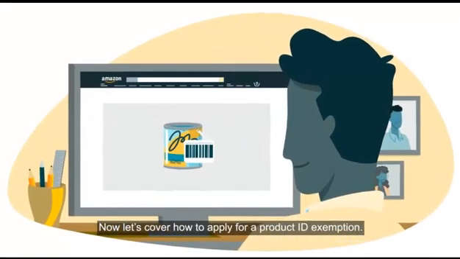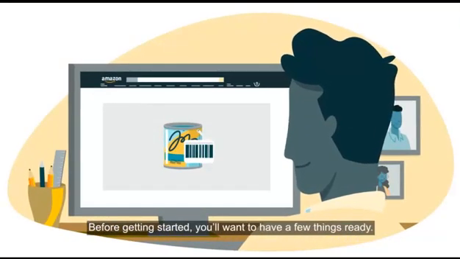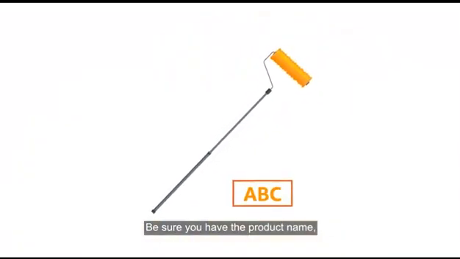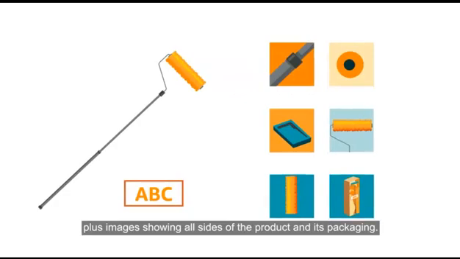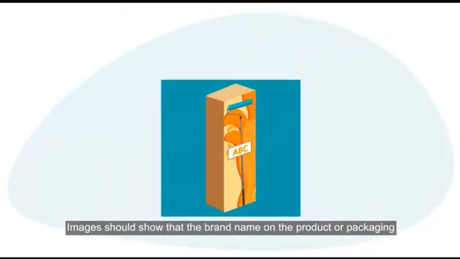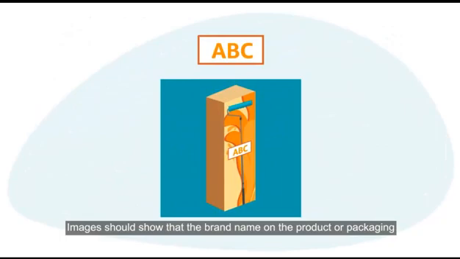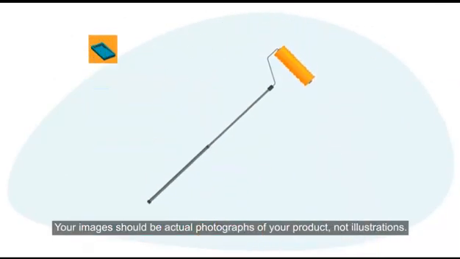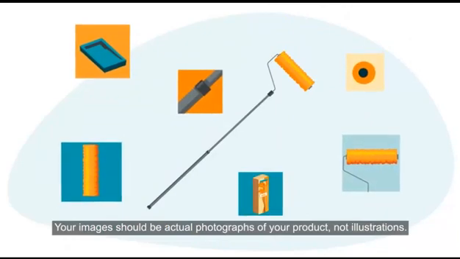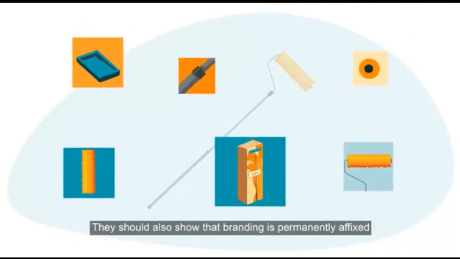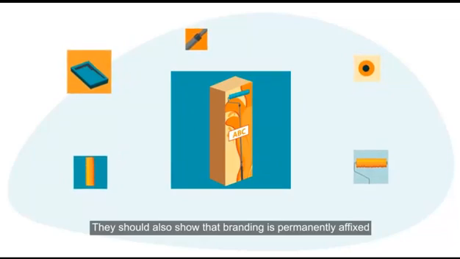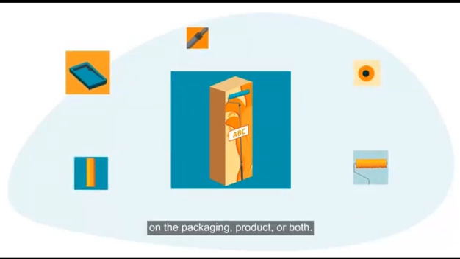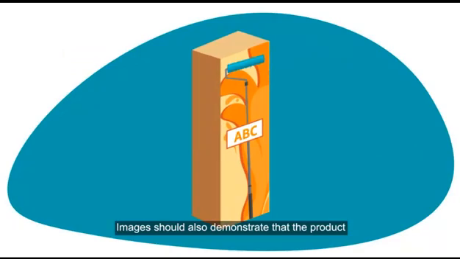Now let's cover how to apply for a product ID exemption. Before getting started, you'll want to have a few things ready. Be sure you have the product name plus images showing all sides of the product and its packaging. Images should show that the brand name on the product or packaging is an exact match to the name entered during the application process. Your images should be actual photographs of your product, not illustrations. They should also show that branding is permanently affixed on the packaging, product, or both. Images should also demonstrate that the product doesn't have a GS1 approved barcode available.